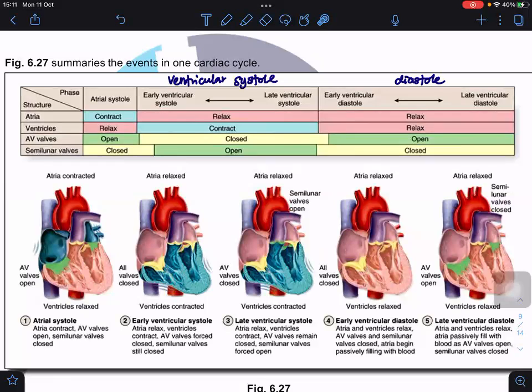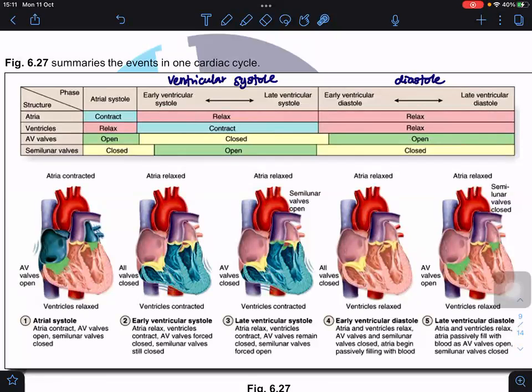So during the atrial systole, definitely atrial contract, ventricle must be relaxed. Okay, they can relax together, but they cannot contract together. So during a ventricular systole, atrial relax, but ventricle now contract. Diastole, both of them relax. Okay, can you see that?